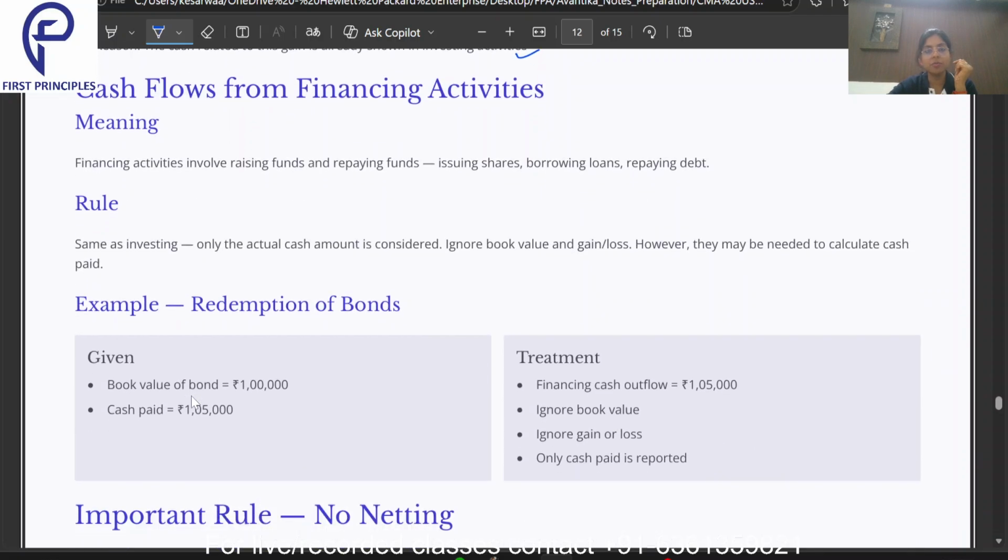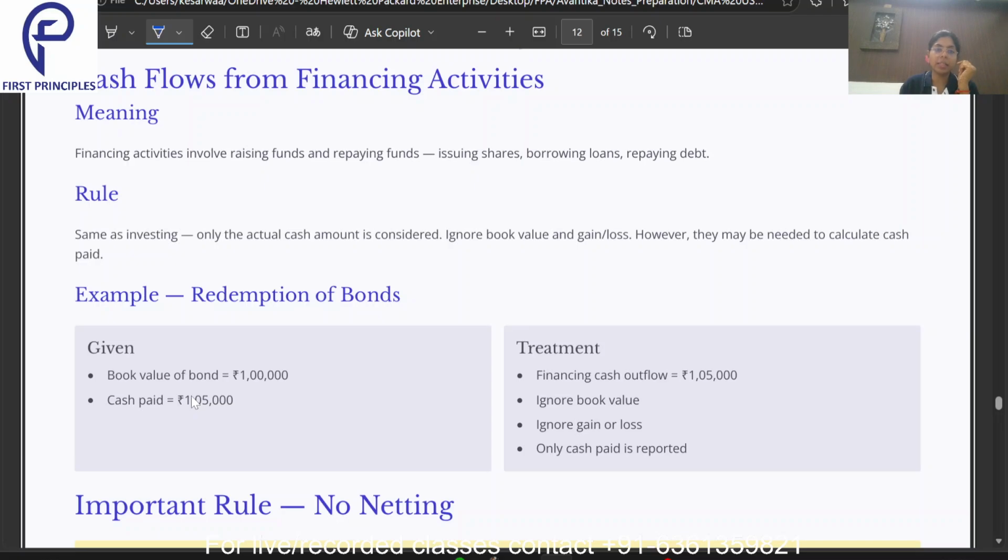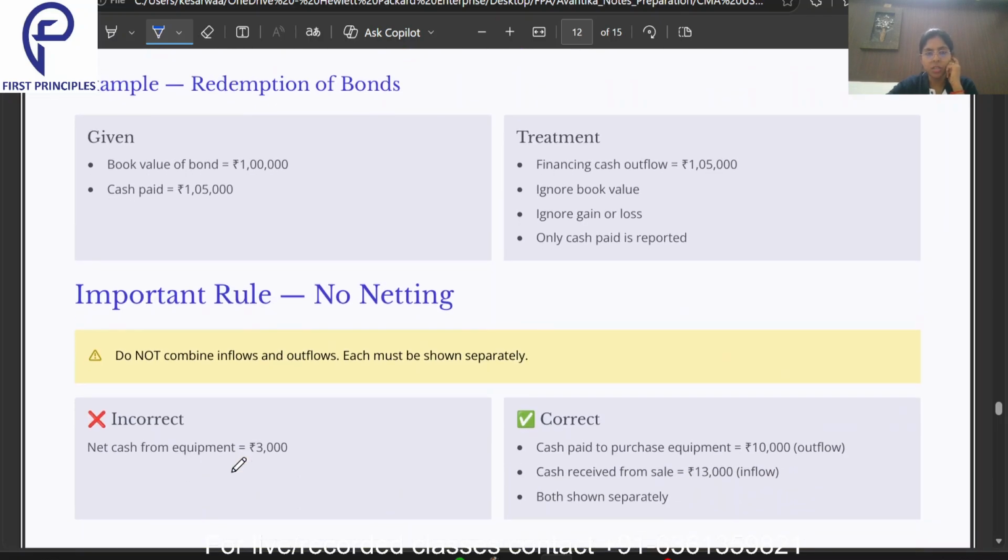Then cash flows from financing activities. Financing activities involve raising funds, repaying funds, issuing shares, borrowings, loans, and repaying debts. So it is the same as investing: only the actual cash amount is considered. We need to ignore the book value and gains and losses. However, they may be needed to calculate cash paid. Example, redemption of bonds. The book value of the bond has been given as 1 lakh. The cash repaid is 1,05,000. So financing cash outflow will be 1,05,000. We are ignoring the book value and the gain or loss; only cash paid is reported here.